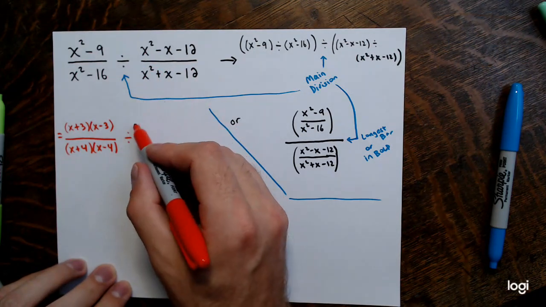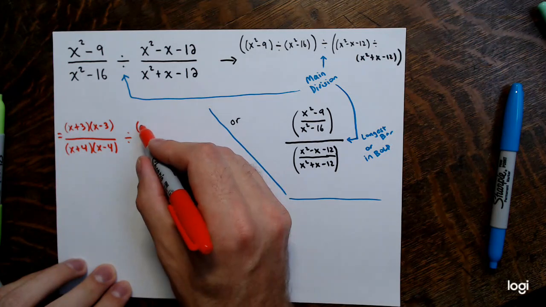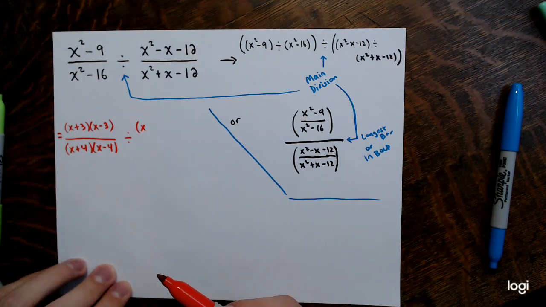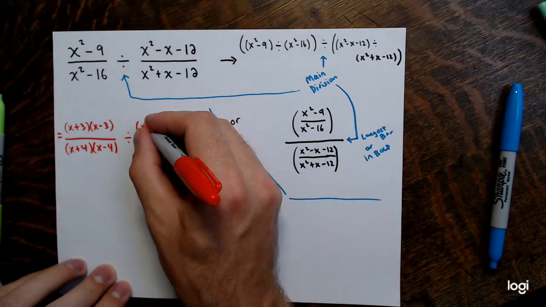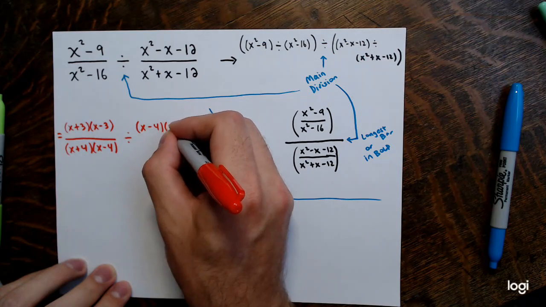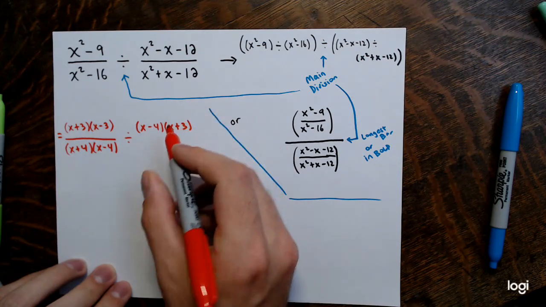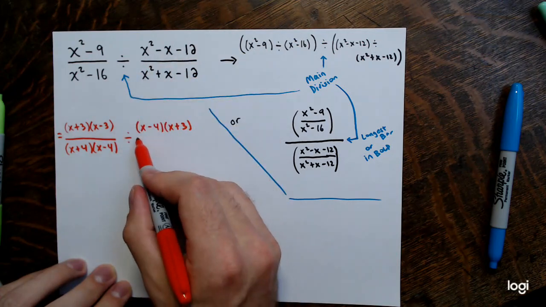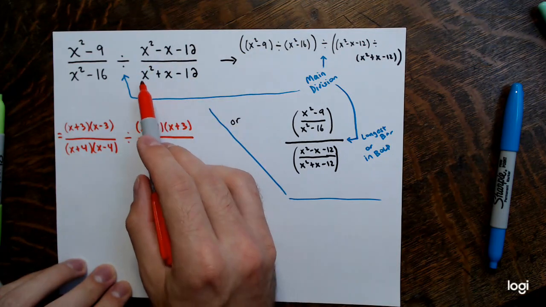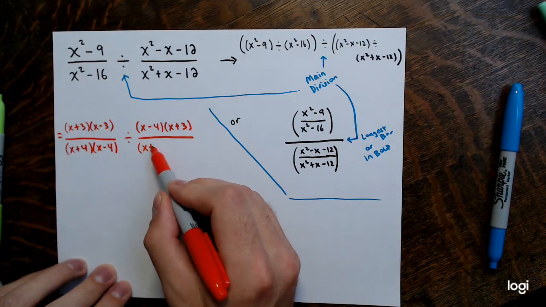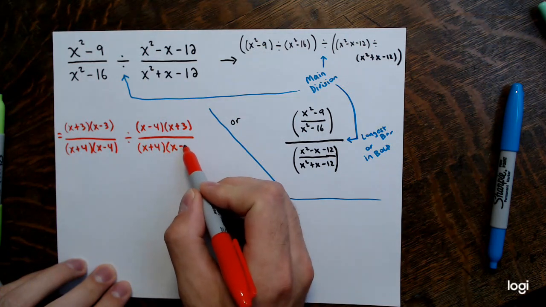Then we have divided by this fraction. The numerator is a quadratic with a lead coefficient of 1, so I'm just going to rush this. You can look for other videos on factoring quadratics and polynomials. This would factor to x minus 4 times x plus 3, and you can double check that by multiplying with FOIL, and you should get that back. Over x squared plus x minus 12, which factors to x plus 4 times x minus 3.